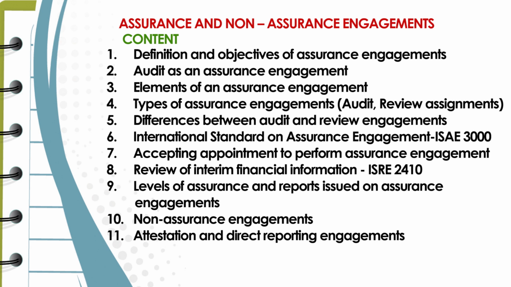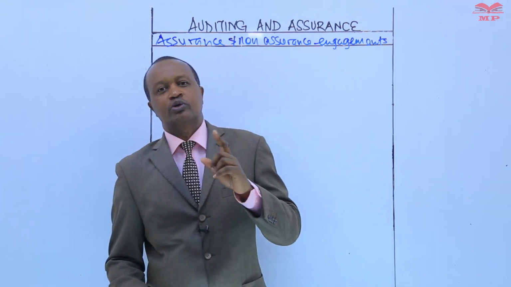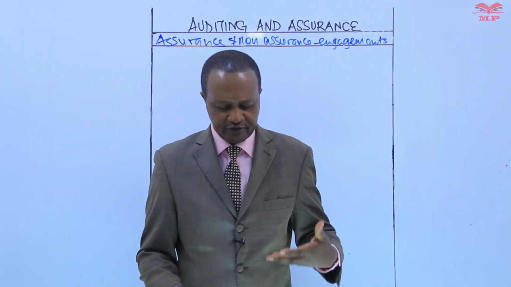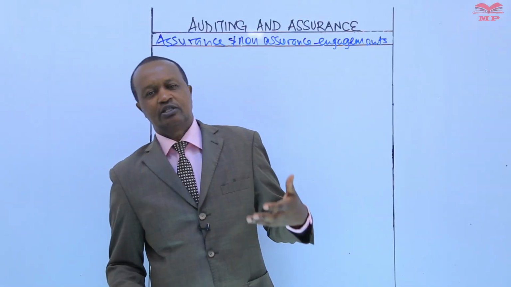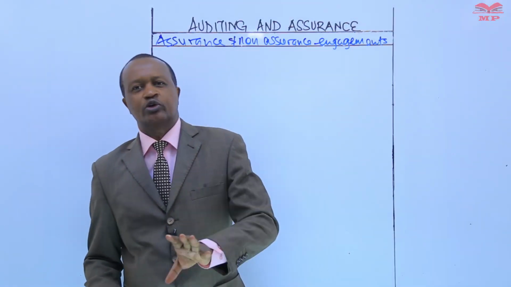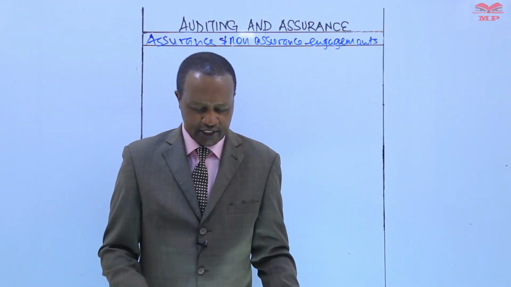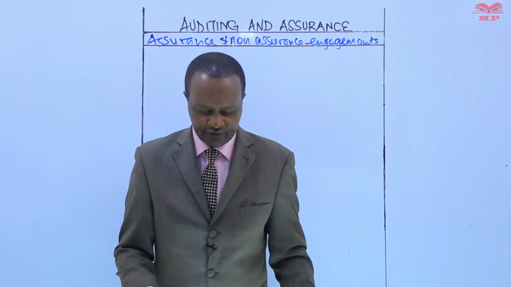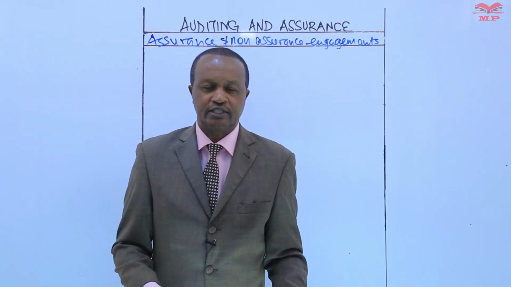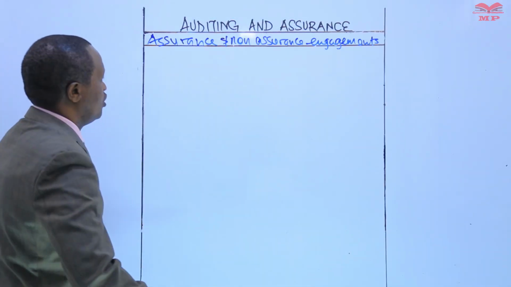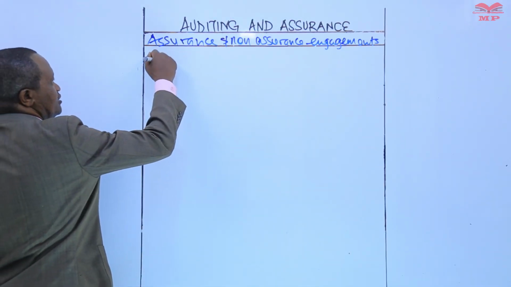To begin with, the definition and objectives of assurance engagements. By the end of this lesson, you should be able to define assurance engagements and also explain the objectives of assurance engagements. What is the meaning of assurance engagement? That is a question we are going to answer in this class. Then we will explain the objectives or goals of assurance engagement. So welcome to the lesson.